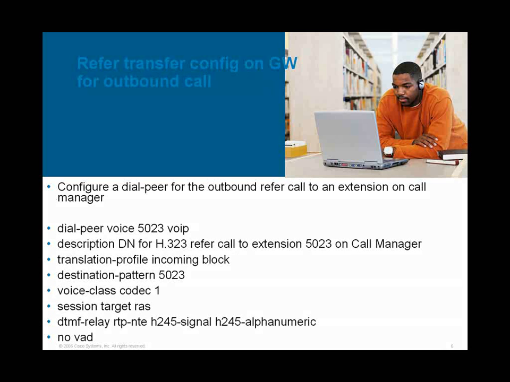Similarly, the other configuration point on the gateway is for when CVP eventually receives the RF label. This is the dial pair that it will hit on the gateway to send the outbound call to an extension on Call Manager using the gatekeeper. So this is again just a simple outbound dial pair that's set up on the gateway.